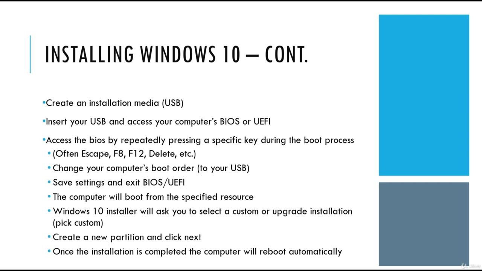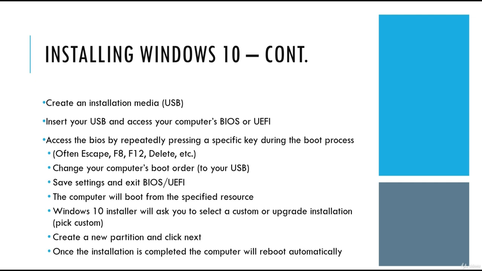Once you access the BIOS, you need to change the boot order of your computer. You usually start booting from the hard drive, but in this case, you just need to select the USB drive. You save the settings and exit the BIOS, and then the computer is going to reboot automatically and boot from the specific source that you indicated, which in this case is the USB.